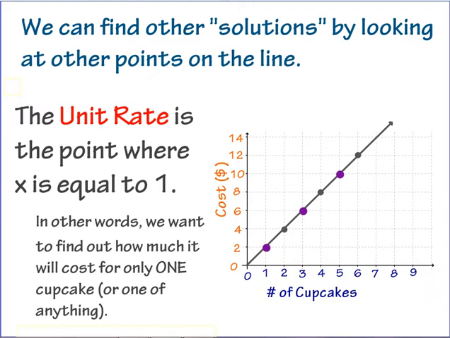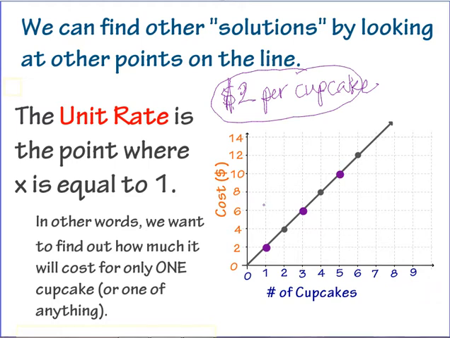So if I want to write my unit rate down, I'm going to say $2 per cupcake. This would be my unit rate for this scenario, whatever it is when x is equal to 1.